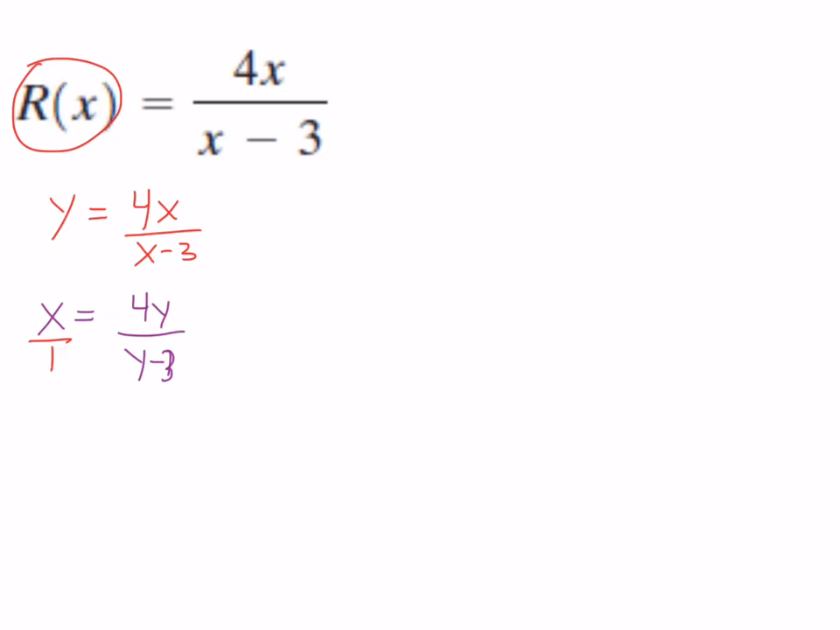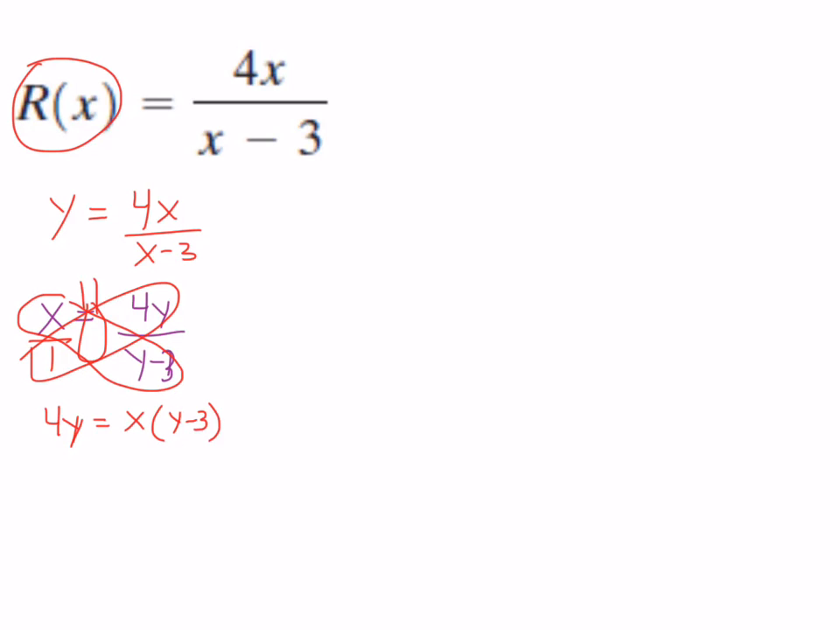Alright? So I'm going to put an invisible 1 under x, which reminds me that a fraction equaling a fraction, I can do cross multiplication, and I make a beautiful butterfly. Alright, so that would be 1 times 4y is 4y. And then x times y minus 3, I'm just going to write them next to each other. X times y minus 3.